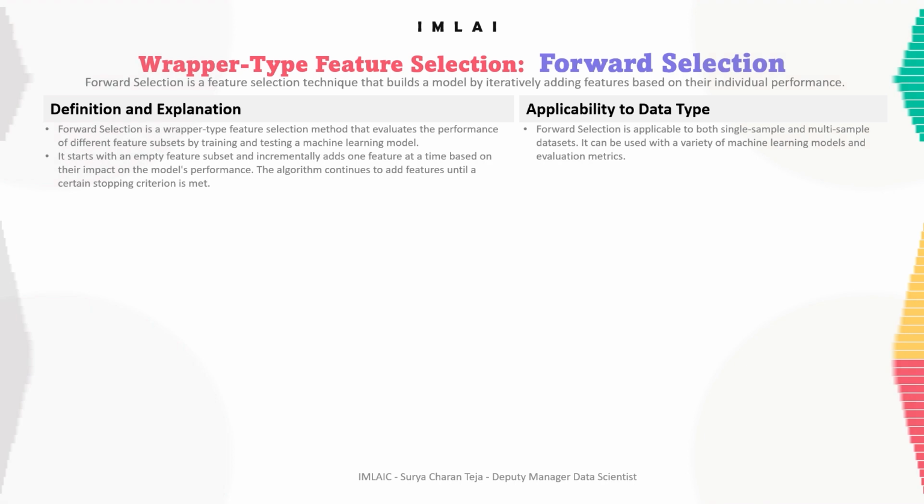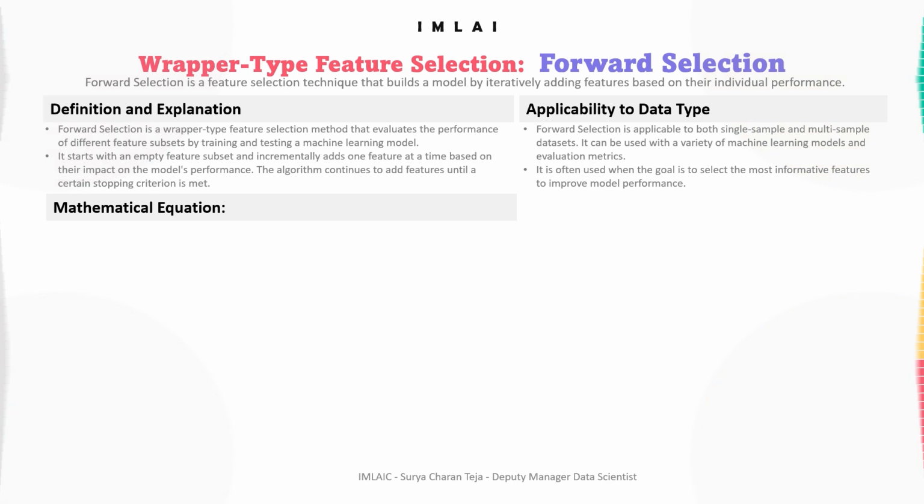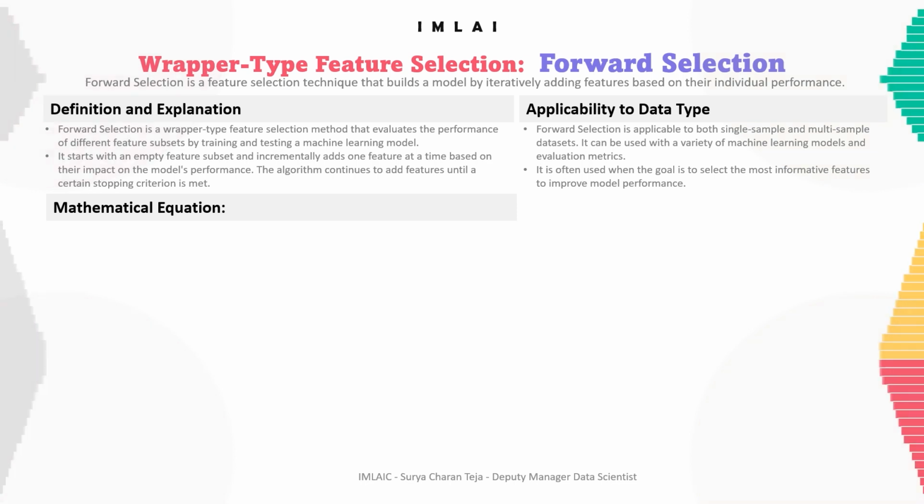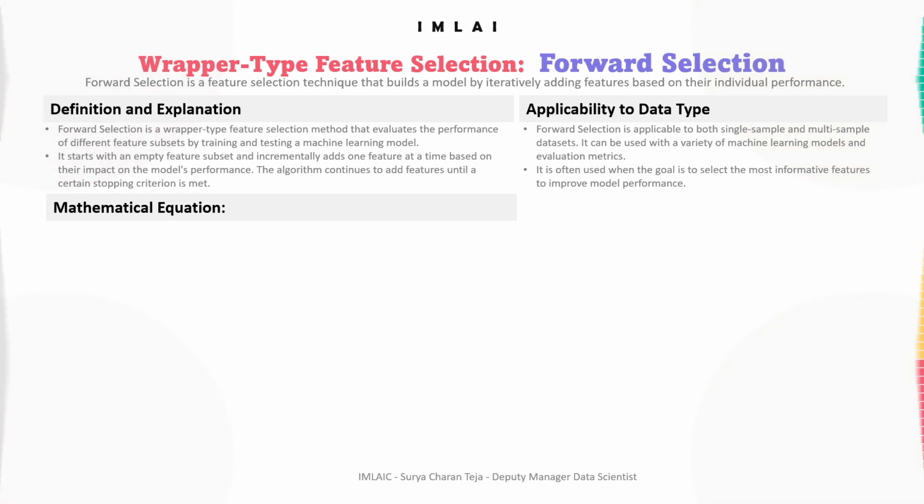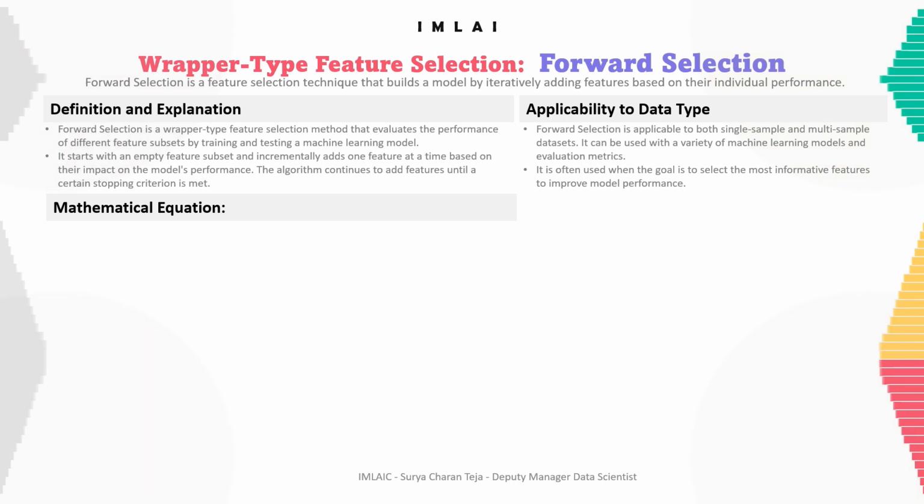Now let's look into the mathematical equation or formula. Does it have one or doesn't it? Let's look into that. So, is there a mathematical equation or formula that this algorithm uses? There is no specific mathematical equation or formula for forward selection. Instead, it involves an iterative process of adding features based on their performance evaluation.